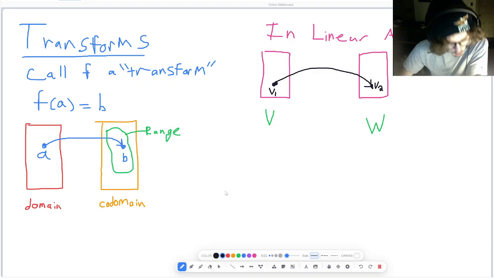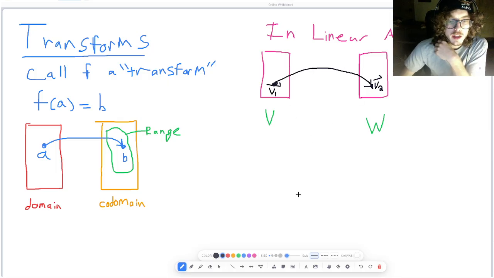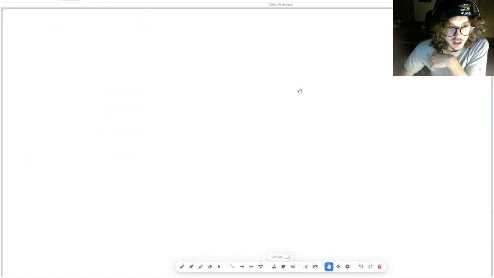In linear algebra it's going to get a little different. We'll keep the idea of the domain, the codomain, the range, and the idea of mapping one value to another, but in this case we're going to be transforming vectors, or linear systems themselves. So you can think that V1 could map to V2 and get a whole new vector out. That's how I want to think about it, but let's get into actually deriving the transform.